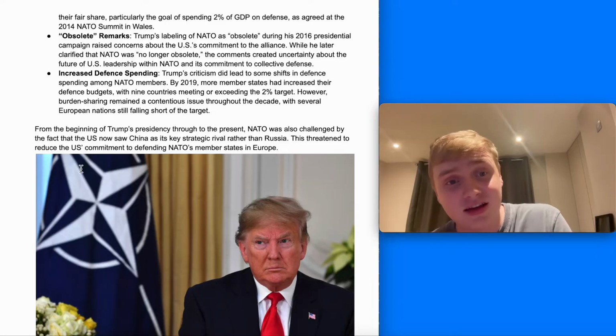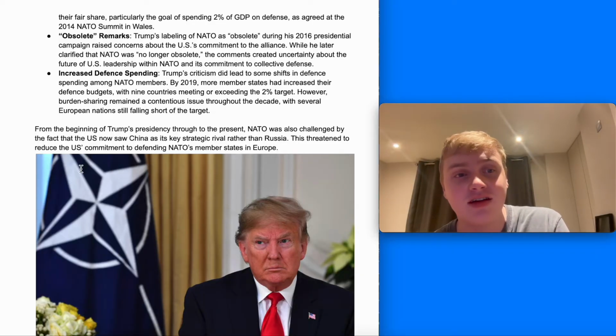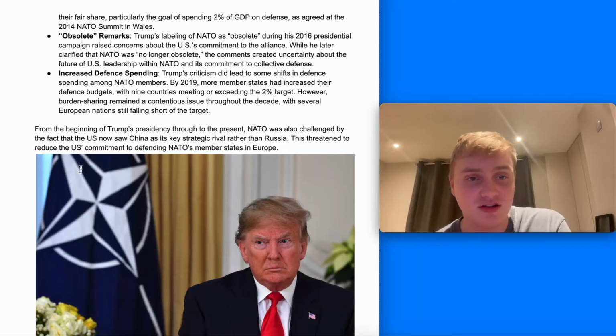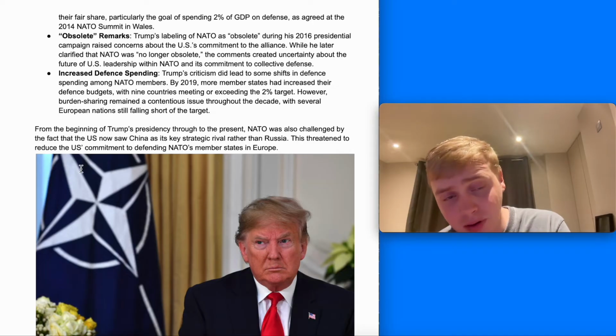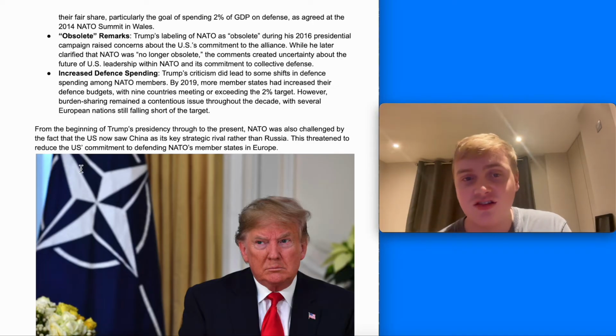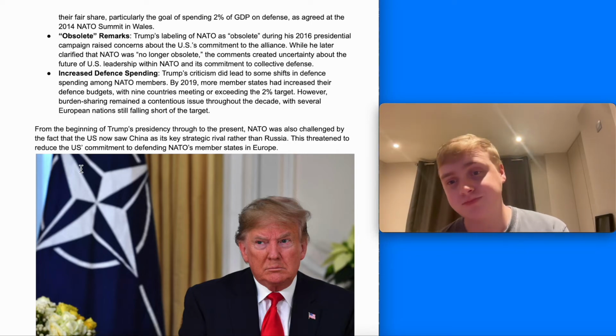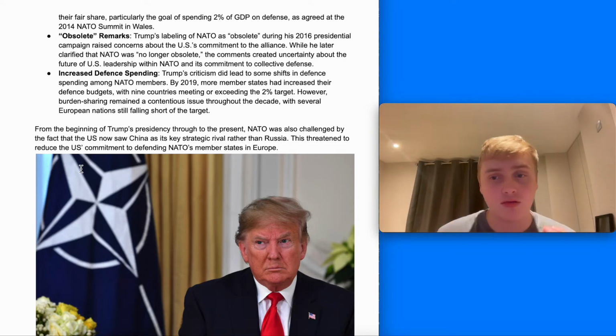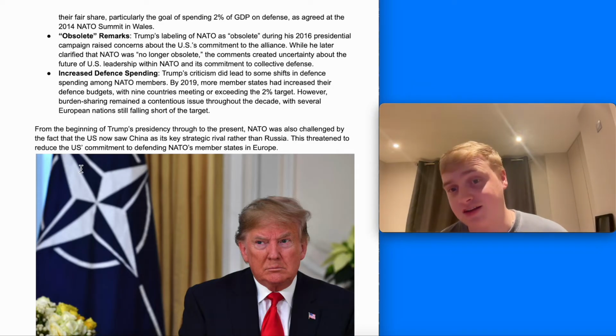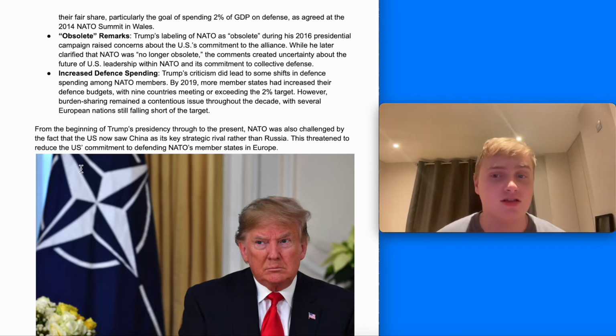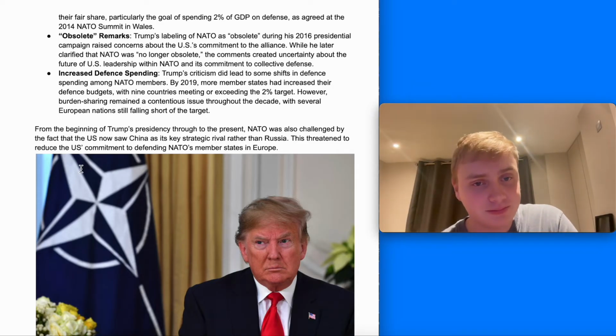Crucially, Trump was successful. His criticism did lead to some shifts in defence spending among NATO members. By 2019, more member states had increased their defence budgets, with 9 countries meeting or exceeding the 2% target. But burden sharing did remain a contentious issue throughout the decade, with several European nations still falling short of the target, and the threat of the United States pulling back on its defence spending, with Trump's America First nationalist rhetoric.